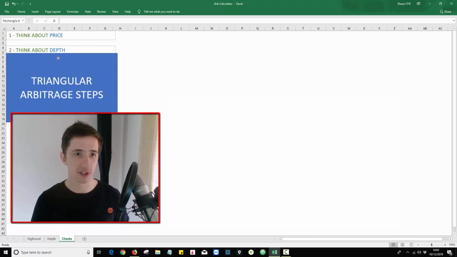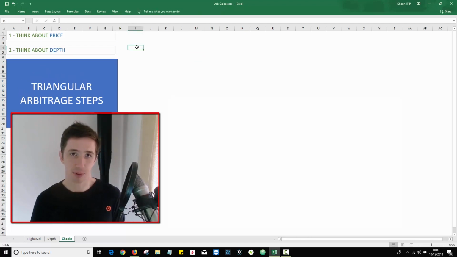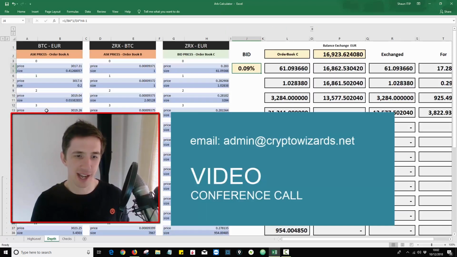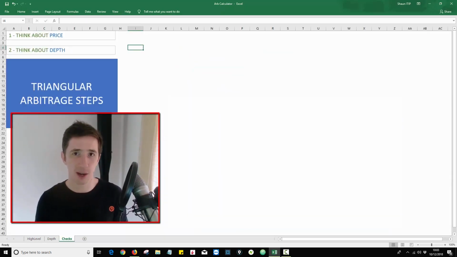The second thing we want to do is look at the depth. So that price, is it superficial? Is there not enough size? Let's actually look at the size on those order books and find out what the true percentage is. When we looked at this in the last example, even though there was a percentage arbitrage opportunity, we could see in reality, because of the size, there really wasn't. So first price, then depth.